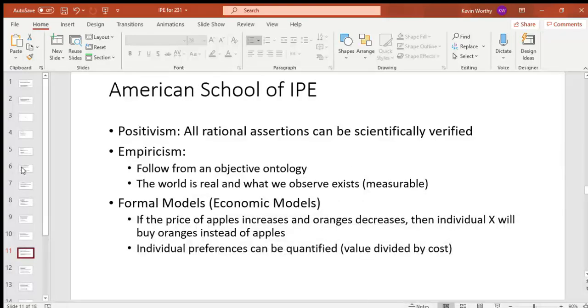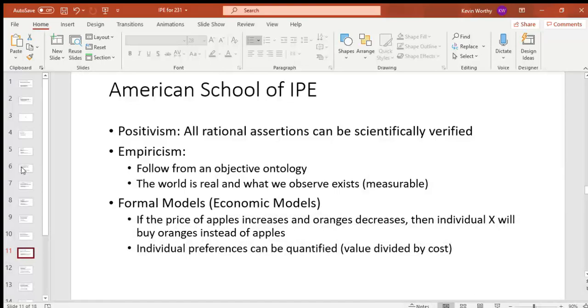So the American school is positivist. That means any rational assertion can be scientifically verified. If you say something, it can be tested, and the testing is what matters, right? The next thing is empiricism. Empiricism comes from this objective ontology, right? We have a real world, it is measurable, it exists.